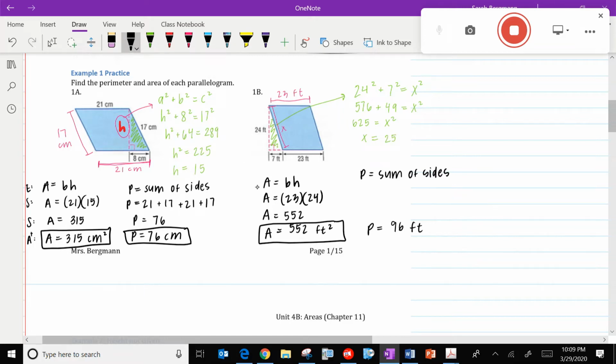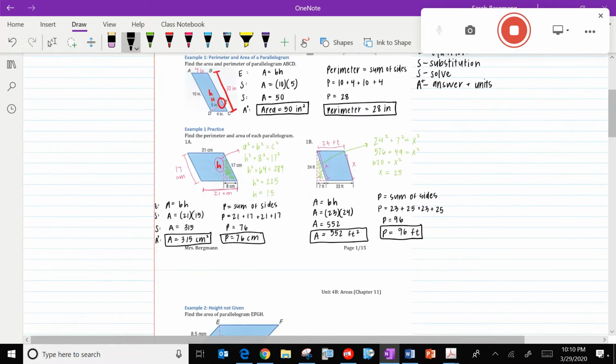Now I can continue with my problem. So I have that the perimeter would be equal to 23 plus 25 plus 23 plus, again, the opposite side here would also be equal to x. So again, 25. Add all those up to solve, you'll get 96, and then add on the units for your final answer.